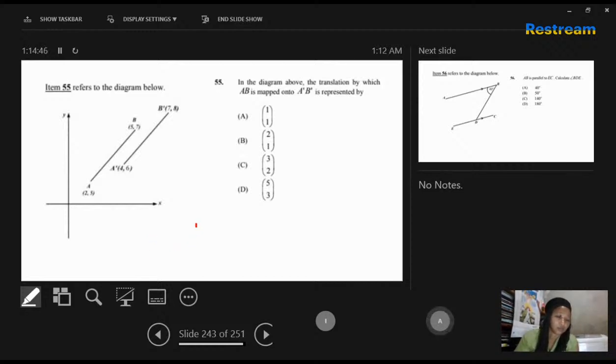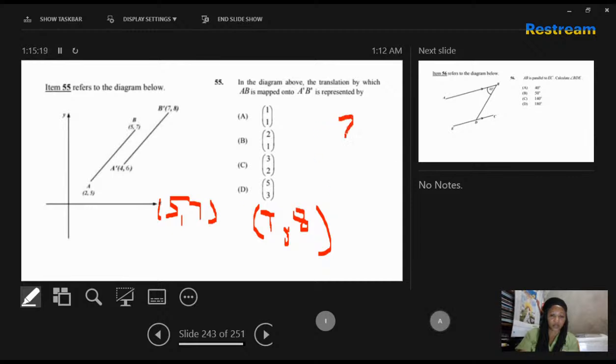So we have B, and you add 2 to the x value and 1 to the y value. So B is what? B is (5, 7), and B prime is (7, 8). So what are we doing to the x value? We're adding 2. And what do we do to the y value? Add 1. So the answer is (2, 1), which is B. All right, Imani.